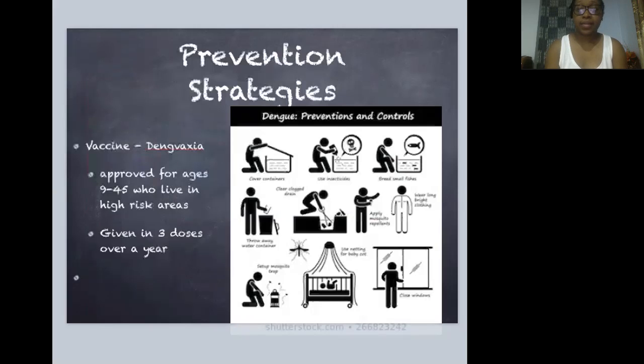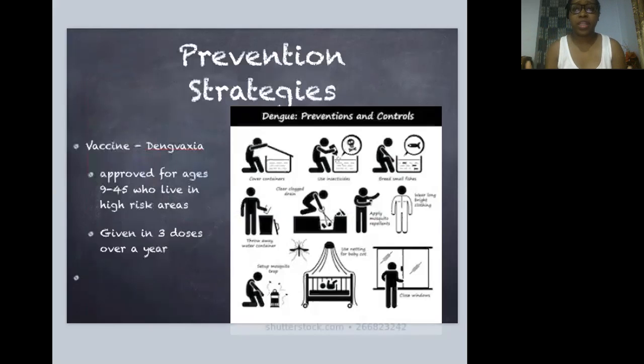So there is a vaccine called Dengvaxia. It was approved in 2016 for ages 9 to 45, for individuals who live in high-risk areas, such as the Caribbean and Africa and such parts of Asia. This vaccine is given in 3 doses over a period of a year.